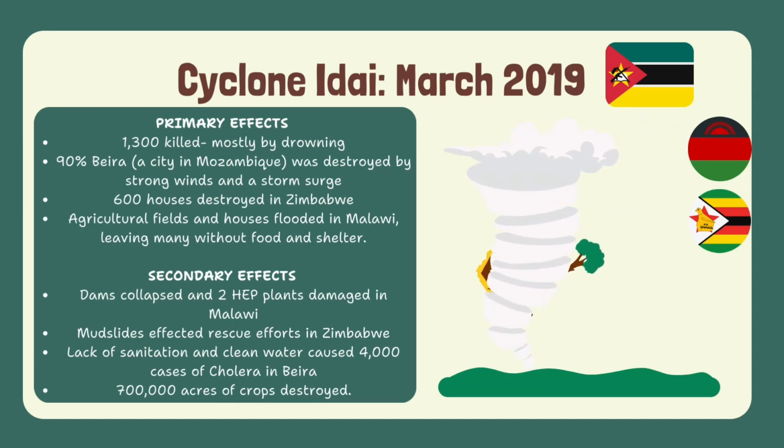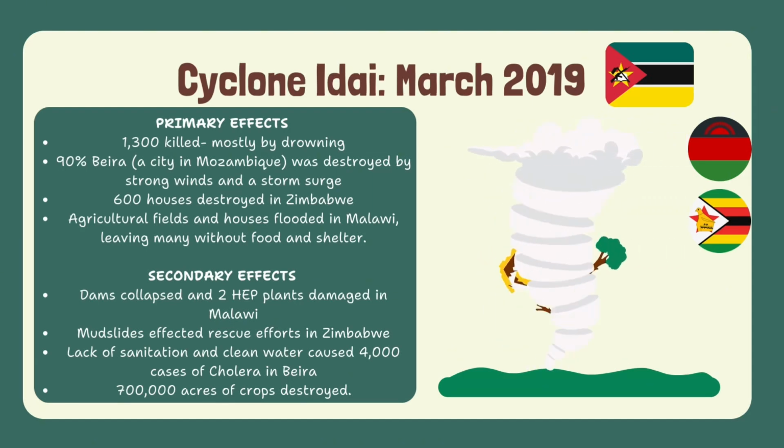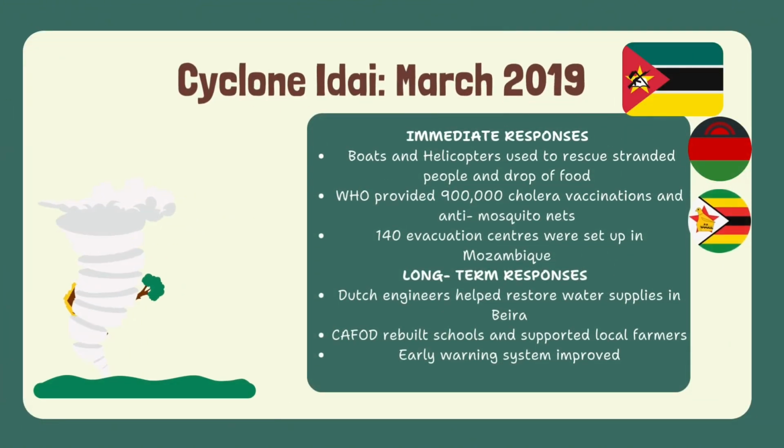Mudslides affected rescue efforts in Zimbabwe. Lack of sanitation and clean water caused 4,000 cases of cholera in Beira, and 700,000 acres of crops were destroyed. And the immediate responses were boats and helicopters were used to rescue stranded people and drop off food. The World Health Organization provided 900,000 cholera vaccinations and anti-mosquito nets, and 140 evacuation centers were set up in Mozambique.